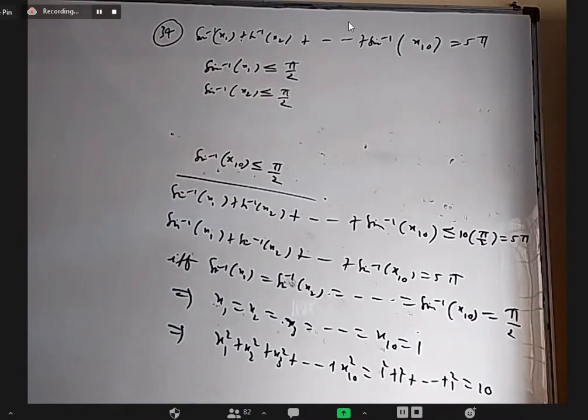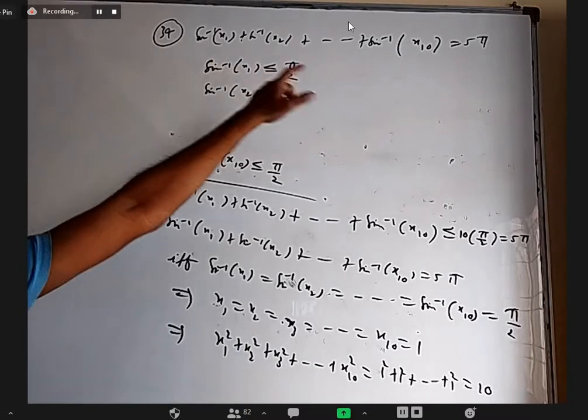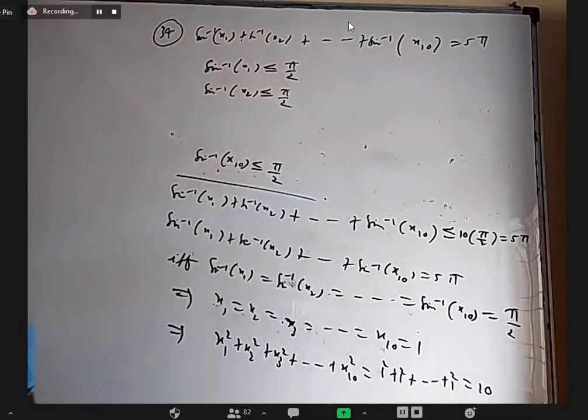Every expression, no expression can be more than pi by 2, right? So the sum of all these things, can it cross 10 times pi by 2, which is 5 pi? Can it cross 5 pi? No, sir. Equal to 5 pi, when will it happen? When it's pi by 2. Everything must be pi by 2, right? Okay, that's what we proved.